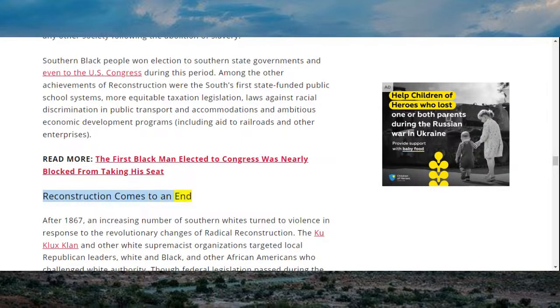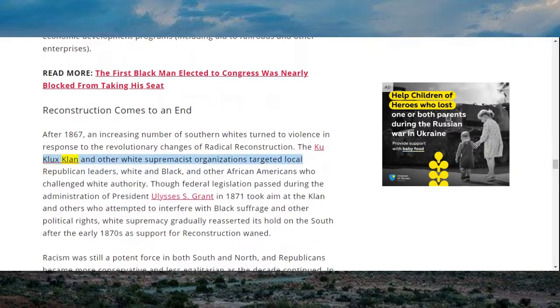Reconstruction comes to an end. After 1867, an increasing number of Southern whites turned to violence in response to the revolutionary changes of radical Reconstruction. The Ku Klux Klan and other white supremacist organizations targeted local Republican leaders, white and Black, and other African Americans who challenged white authority. Though federal legislation passed during the administration of President Ulysses S. Grant in 1871 took aim at the Klan and others who attempted to interfere with Black suffrage and other political rights, white supremacy gradually reasserted its hold on the South after the early 1870s as support for Reconstruction waned.